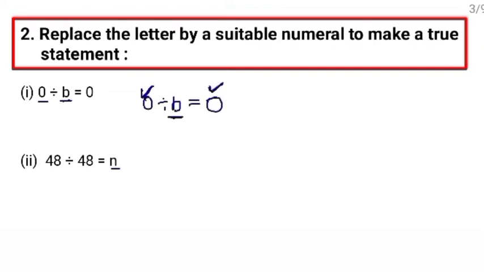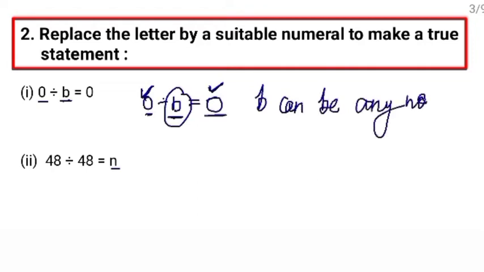We are getting 0. आपको पता है 0 को किसी भी नंबर से डिवाइड किया जाए, what do we get? 0. So here B can be any number. B 0, 1, 2, 3 कुछ भी हो सकता है. So B can be any number. Right?